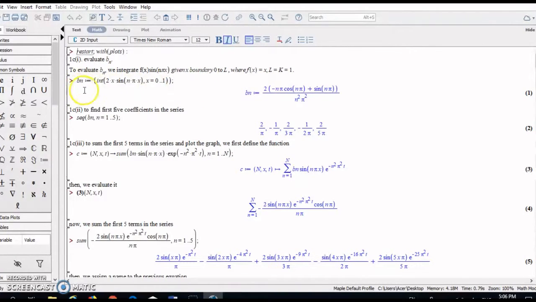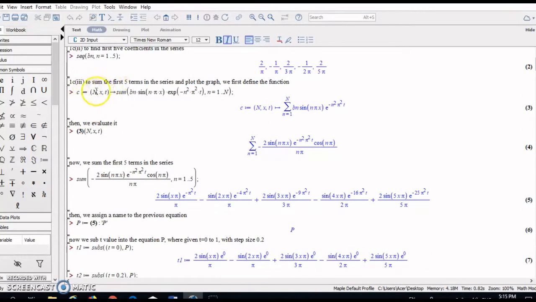We use the coding Bn equal to integrate 2x sine n pi x, where x equals 0 to 1. This is the Bn. Next, for question 1 C2, we want to find the first 5 coefficients in the series. So we use the sequence Bn, where n equals 1 to 5, and this is the output we get.